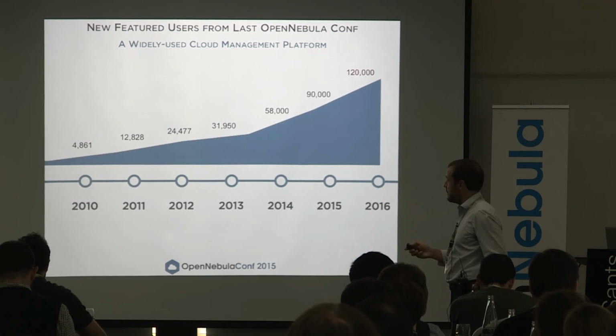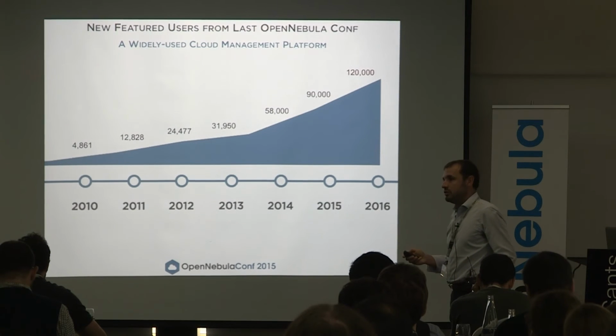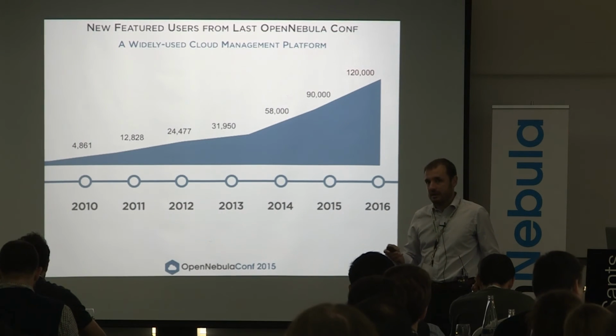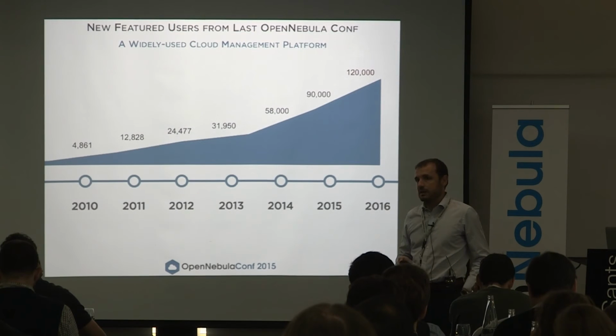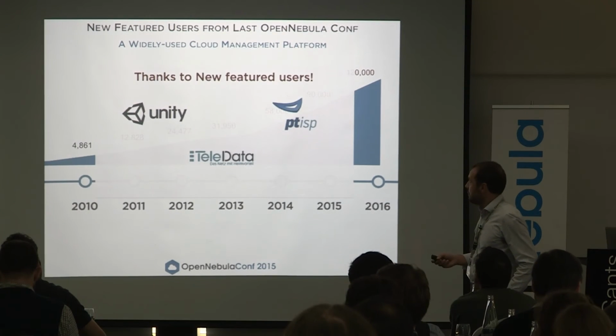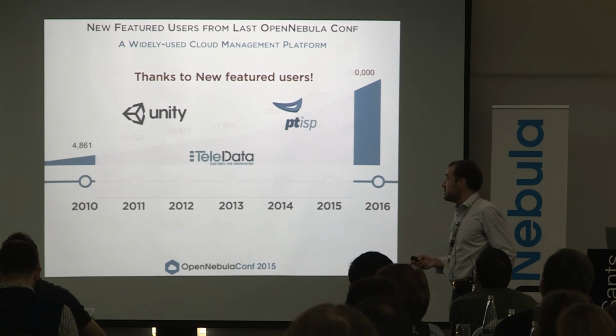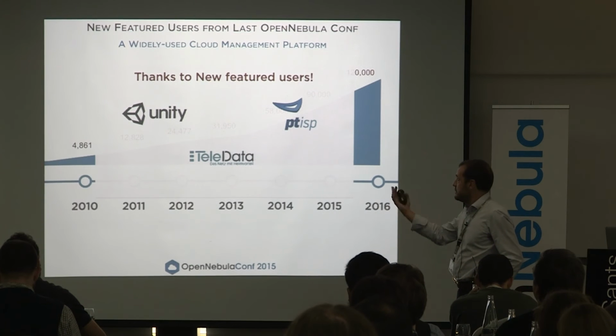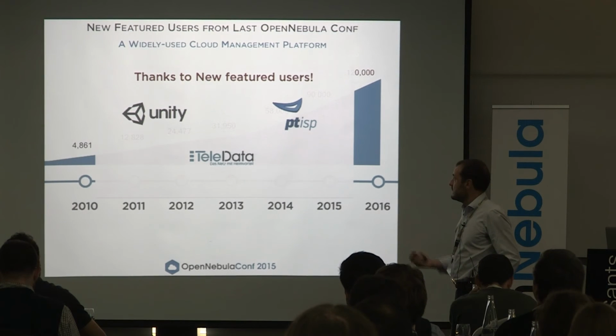The problem with being an open source project is that many times you don't have information about the deployments and their internals. That's the reason why we would like to thank those organizations that have contributed posts to our blog, giving information about the internals of their cloud: Unity, PTISP, and Teledata.